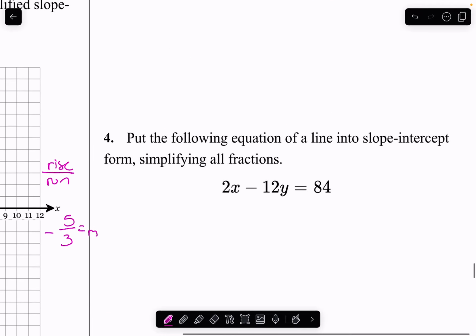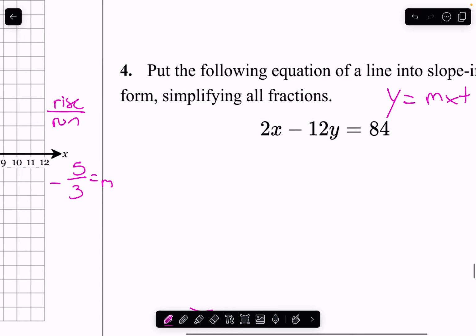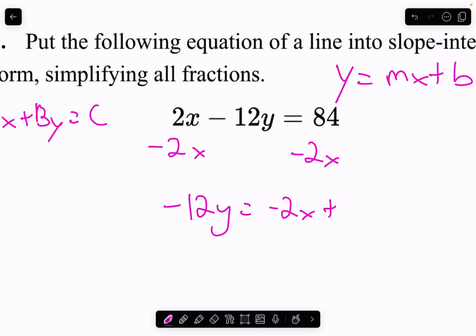All right, next one. Here they want us to put this into slope-intercept form, which again is y equals mx plus b. This guy is in what we call standard form. All right, and they want us to get that into slope-intercept form, okay? So we're going to go ahead and work on getting essentially the y by itself, because that's what we got to do here. So we're going to subtract 2x from both sides. And then we're going to just divide both sides by negative 12.